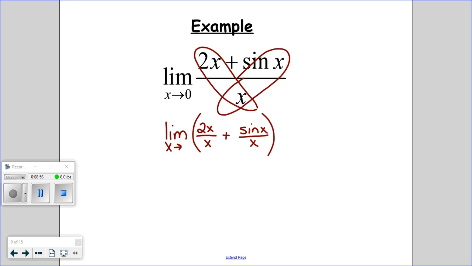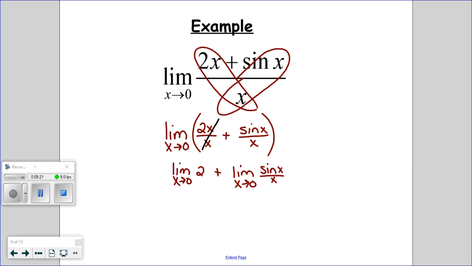Now, would I ever write 2x over x? Simplify that, right? That is just 2. So we can use our limit laws at this point. And that says that I can take the limit of each one individually, right? And add the results together.